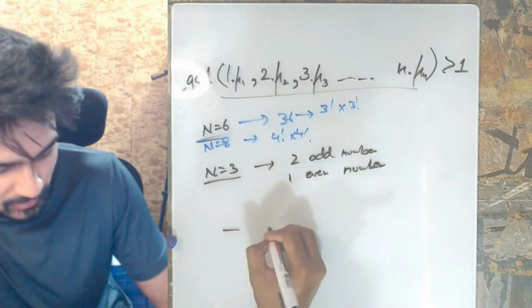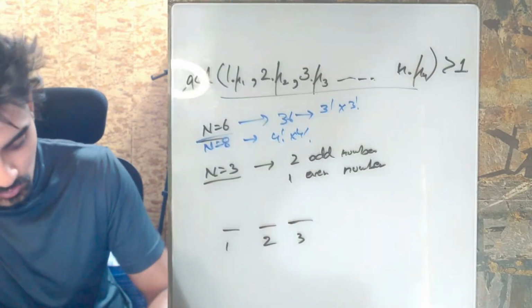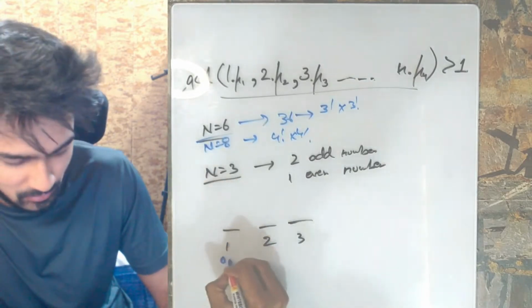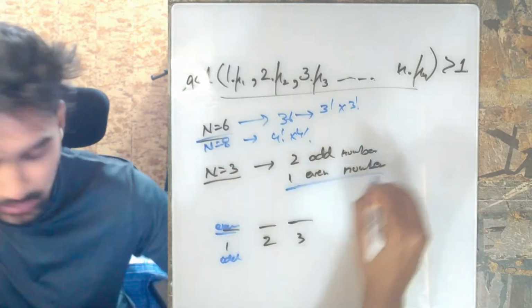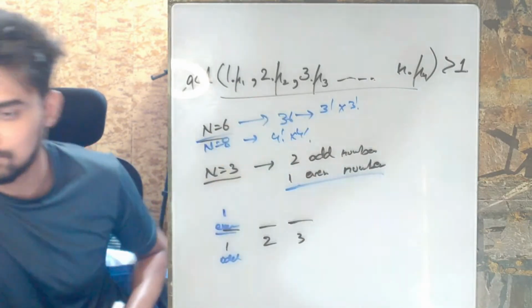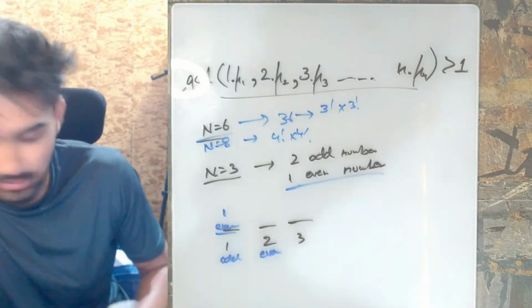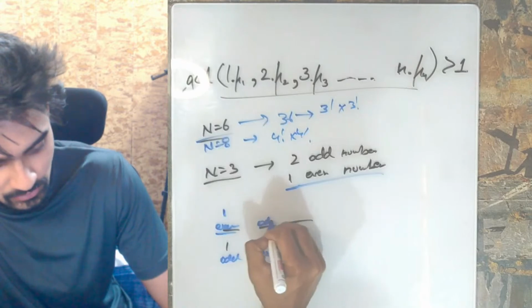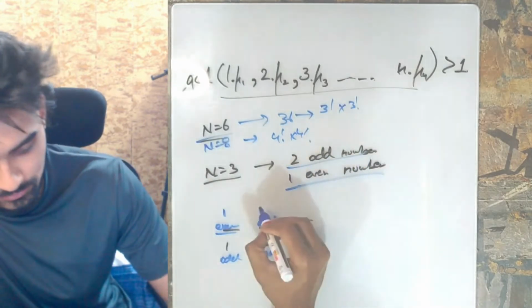So, when you try to place these numbers at 1, 2, and 3 position, you know that 1 is an odd number. Therefore, you need an even number here, and in total you had 1 even number, so you place this here. 2 is an even number, and you need an odd number here to multiply by 2, and you have 2 options for odd numbers, so you write 2 here.